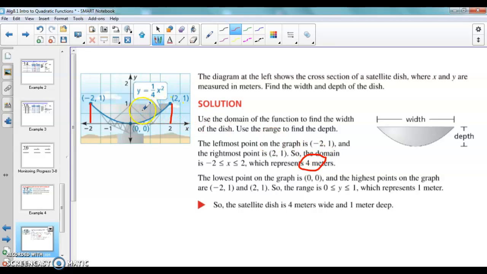On the other hand, let's use the range to find the depth. Starting from the vertex, your highest point here is y is equal to 1. So if you find the distance from the vertex to the highest point, it's equal to 1 meter. So the depth of the dish is 1 meter. So the satellite dish is 4 meters wide and 1 meter deep.